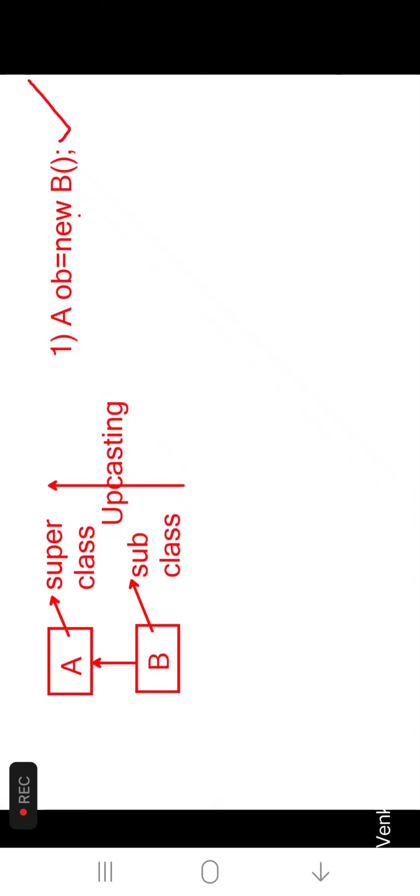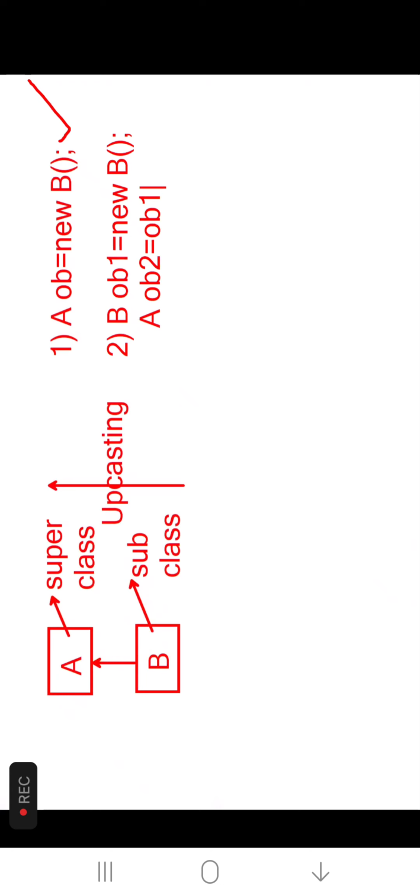In a B object, A members are present. That is the reason you can assign. Suppose B OB1 equal to new B. In this line, is there any typecasting? No. B class object, B class reference, no casting. Here A OB2 equal to OB1. OB1 is a reference of which class? B class. Assigned to which class? Can I call it upcasting? Yes, it is also valid upcasting.